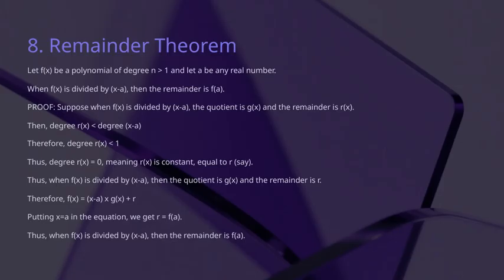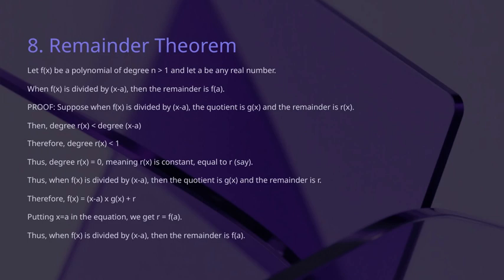Now, to understand why this is true, let's consider the division process. Suppose the division yields a quotient g(x) and a remainder r(x). Since we're dividing by a linear binomial, the degree of r(x) must be less than the degree of x minus a, which is 1. That means the degree of r(x) is less than 1, so r(x) must be a constant.